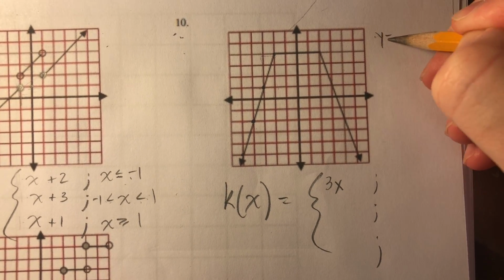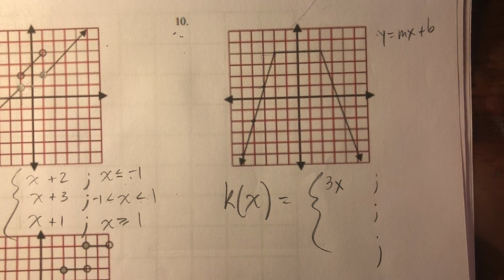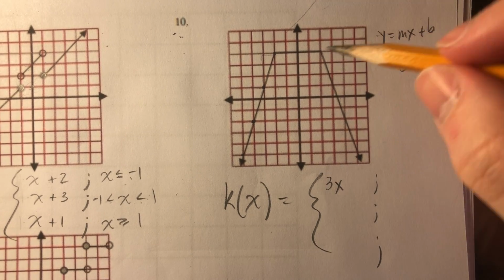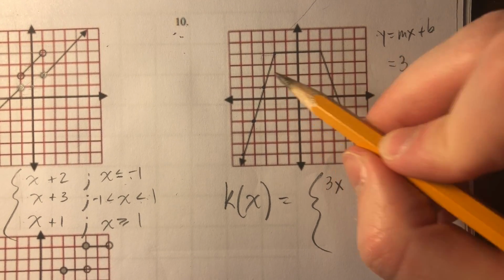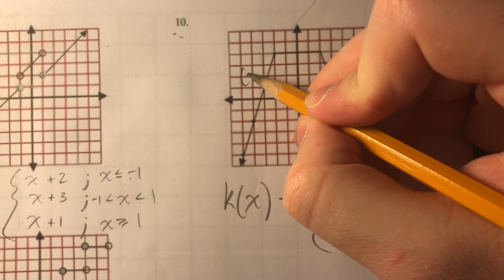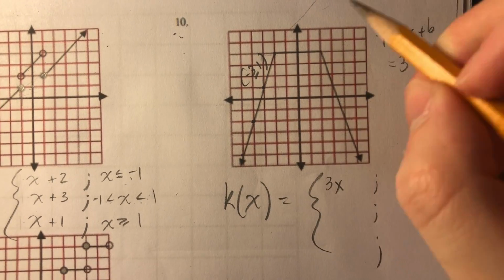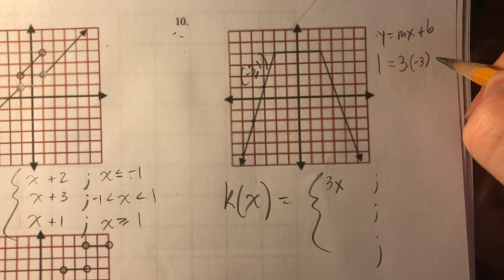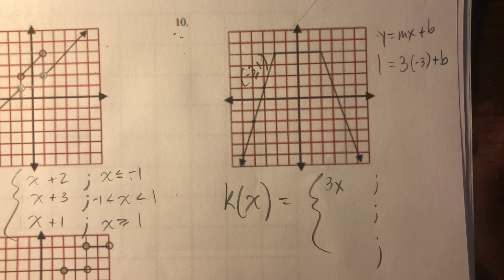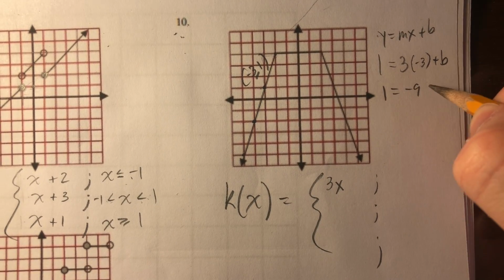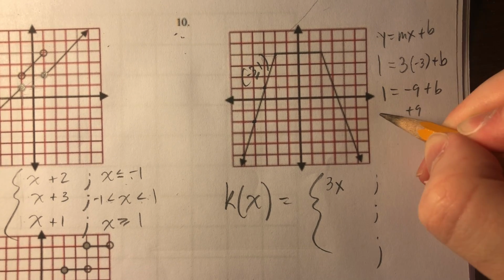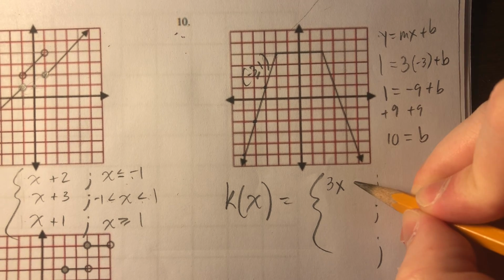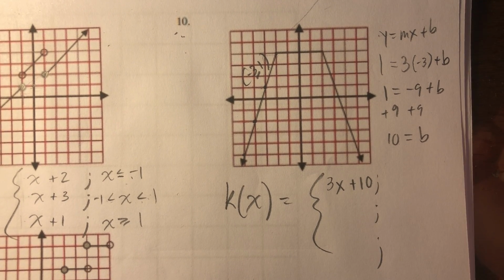So y equals mx plus b, right? That's our normal formula. Well, I know that my slope is 3. I also know that this point exists on the line, right? That point is -3, 1. So I can plug that in for x and y. X will be -3, y will be 1, and we'll keep the y-intercept as b because I don't know it yet. So 1 is equal to -9 plus b. Add 9 to both sides, we get 10 is equal to b. So 3x plus 10. Great.